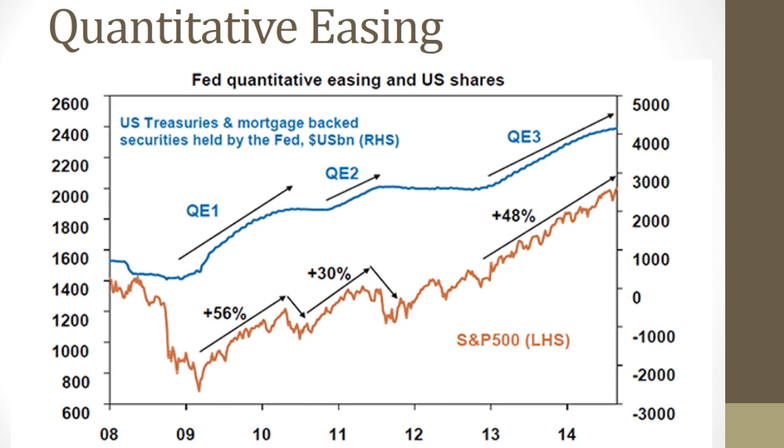If you look at this graph, you see QE1, QE2, QE3. We are now on QE4. Now, those are the phases that the Fed is going through. And you can see with each QE number, there is a slight bump in the money supply. And if you look at the S&P 500, which is essentially just a measure of the stock market, it has increased every single time the Fed puts money into the market.